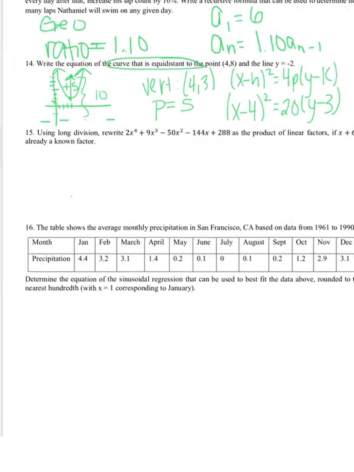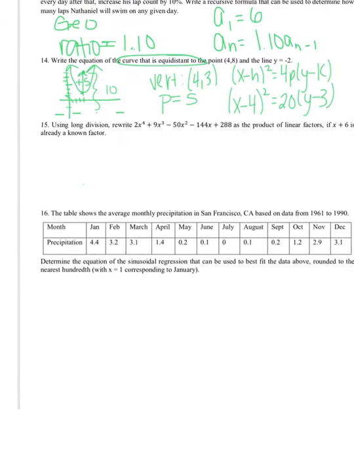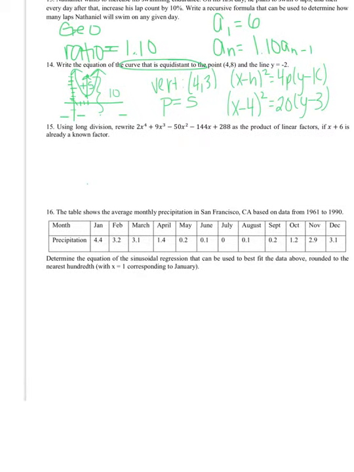All right, and then number 15, this is probably the most involved question that's on your review sheet. Using long division, rewrite this as the product of linear factors if x plus 6 is already a known factor. It just means it wants you to factor this. The problem with factoring that is that the way that it's written right now, it is not factorable for you. So it wants your final answer to be this times this times this, and then you have one more.